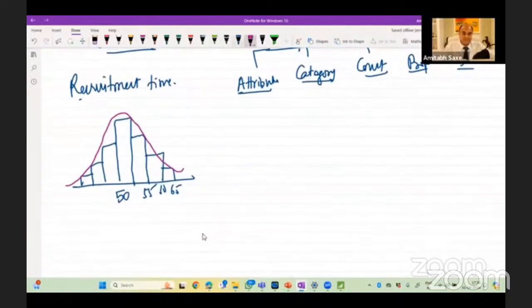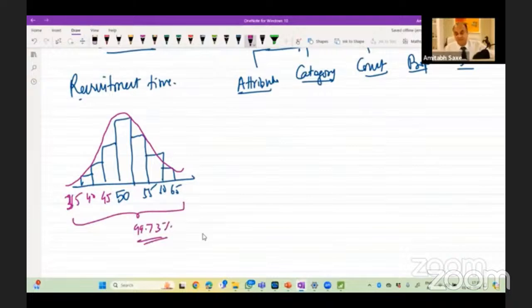If I convert this, here 45, 40 and 35, just to complete. So most of your recruitments are taking between 35 to 65 days. To be very precise, 99.73% of your recruitments will be taken within some limits, within the normal curve. Almost 100% of your population. I'm talking about the population, not the sample.